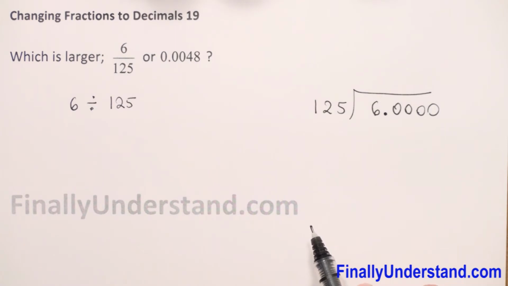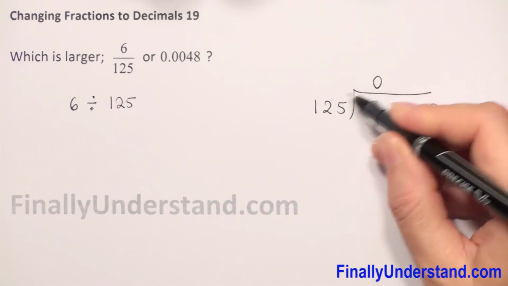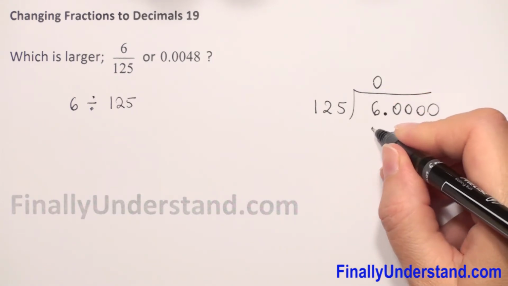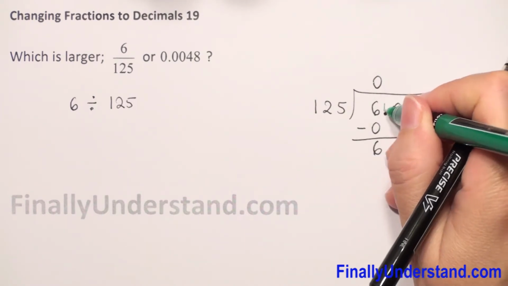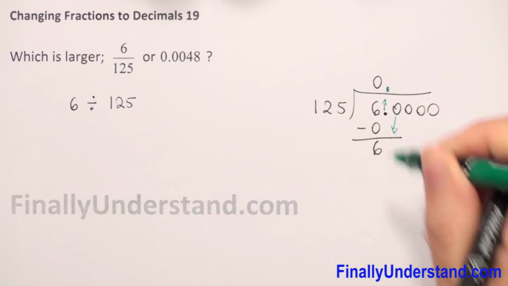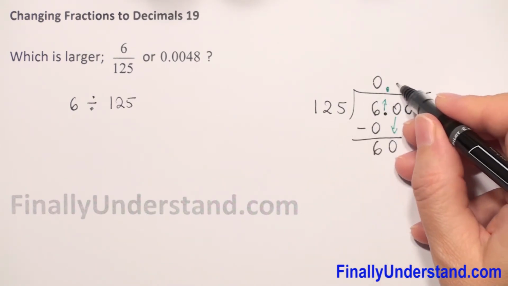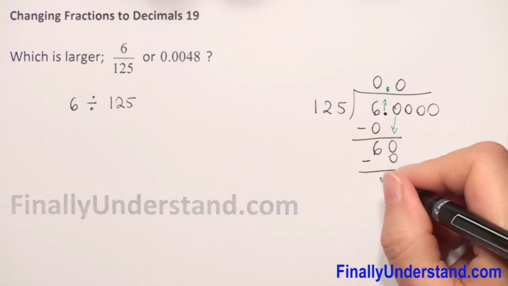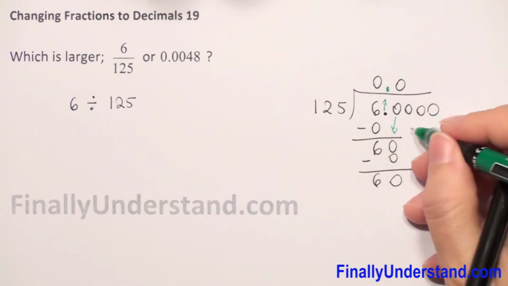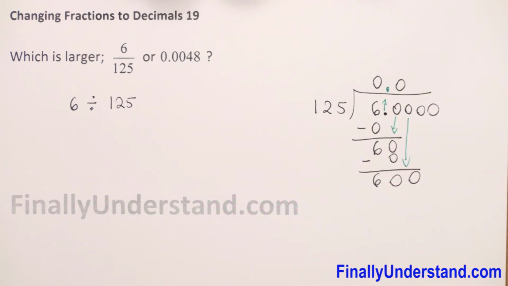So let's do long division. How many times can you put 125 into 6? 0. 0 times 125 is 0. Subtraction, so it will be 6. We take up the decimal point and take down the next 0. So we have 60 divided by 125, which is 0. 0 times 125 is 0. Subtraction, so it will be 60. We will take down the next 0. So it will be 600 divided by 125. It will be 4.